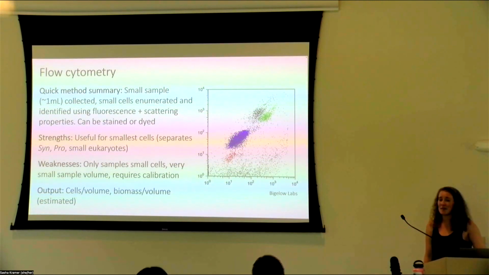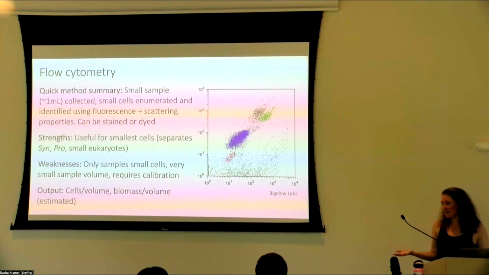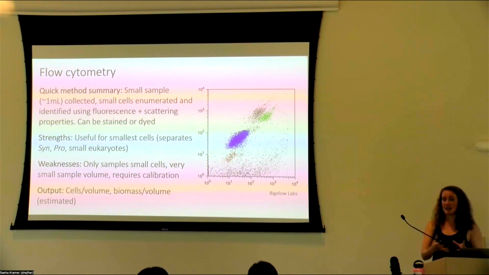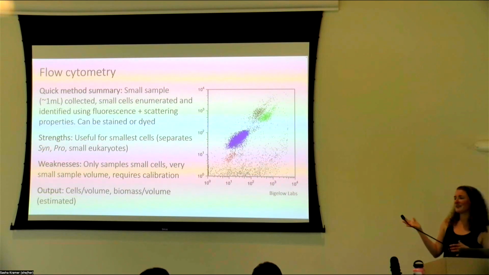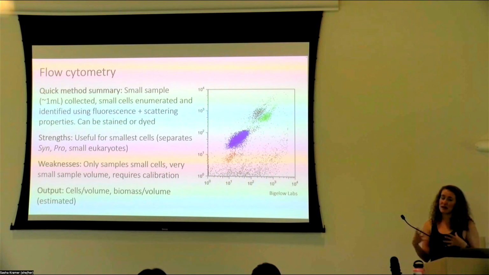Weaknesses: it's really only looking at the smaller cell sizes. And in terms of taxonomic resolution, you're really only getting that for the cyanobacteria groups. You have a very, very small sample volume. So anytime that you're using a small sample volume for any of these methods, you're potentially missing the rarer cells in the environment, which is often the larger things in the environment. So for flow cytometry, since you're focusing on the smaller things anyway, your method is maybe going to be biased toward those smaller things, but you're also missing the larger, rarer things by having such a small volume.